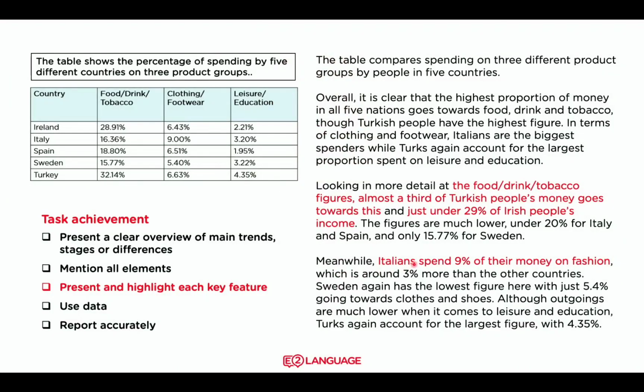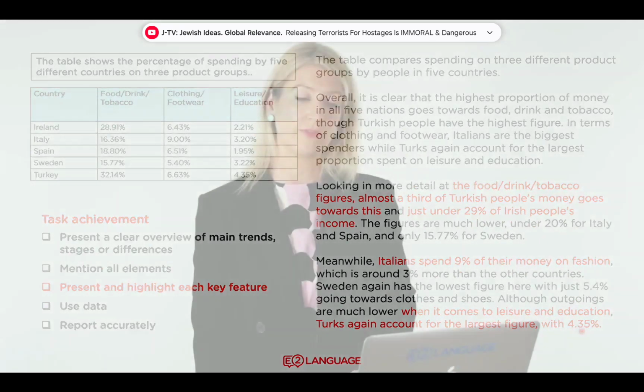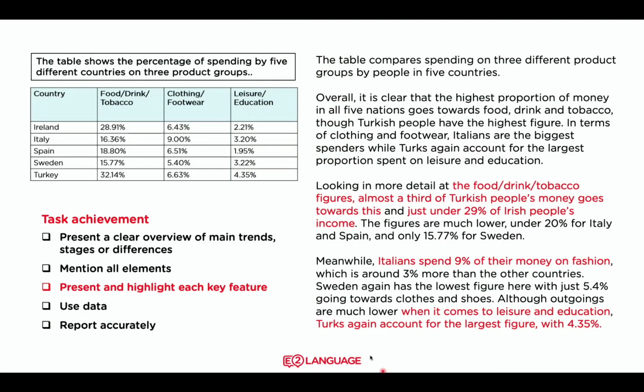So meanwhile, Italians spend 9% of their money on fashion, and then a comparison to the other countries. And leisure and education, Turks account for the largest figure with 4.35. So you do need to pick and choose your data and your information when dealing with the table. There's too much there to include everything. So have I presented and highlighted each key feature? Yes. Have I used data? Yes. You can see my percentages throughout the key features paragraphs, and everything has been reported accurately. So be careful here, don't mention dollars, for instance, that would be inaccurate. We're only dealing with percentage.